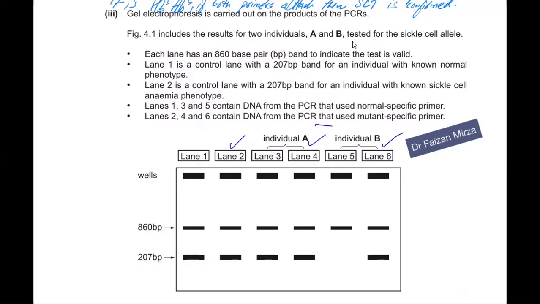So how do we confirm this? We confirm this by the particular bands that form. 1, 3, and 5 are control PCR with the normal specific primer. So these are normal, 1, 3, and 5.